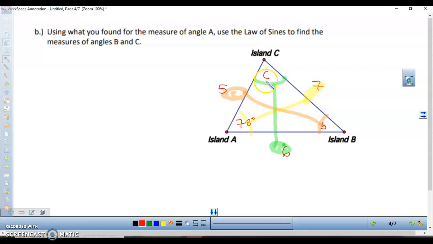So here we go. I'm going to say that the sine of 78 degrees over 7, and you can probably hear my hot water heater there in the background, sorry about that. The sine of 78 degrees over 7 is equal to the sine of B degrees over 5.